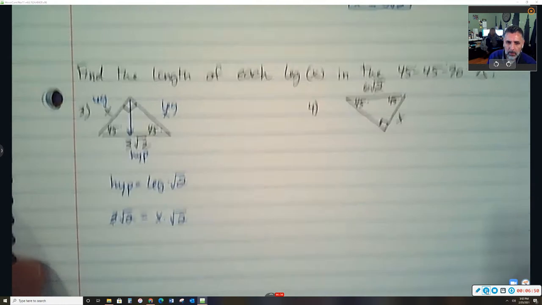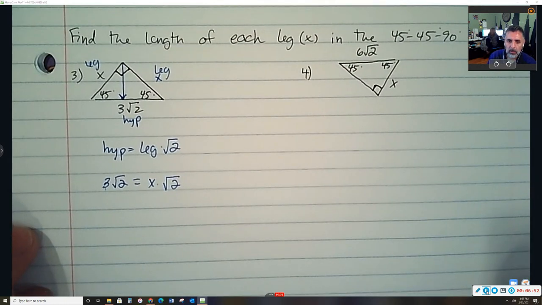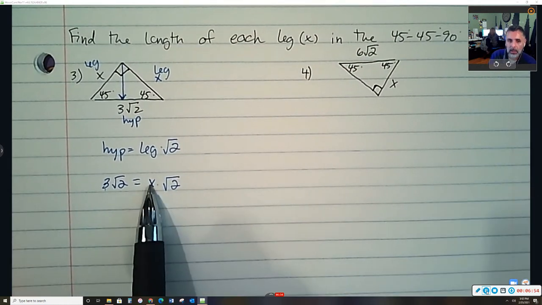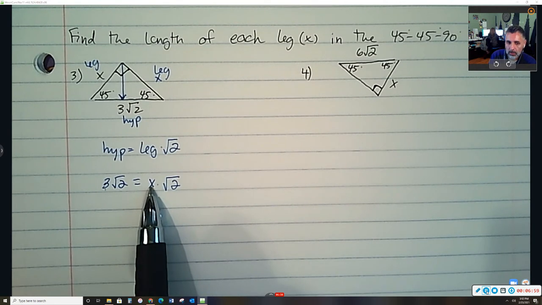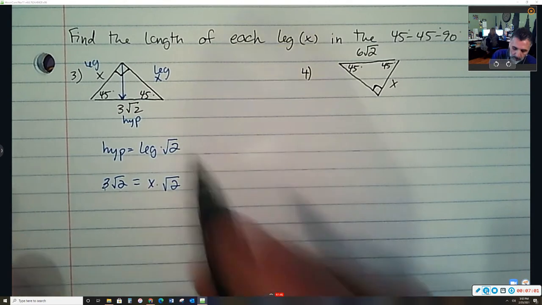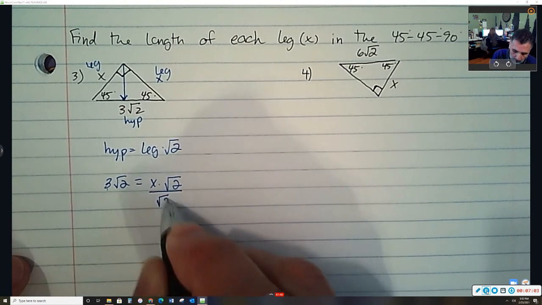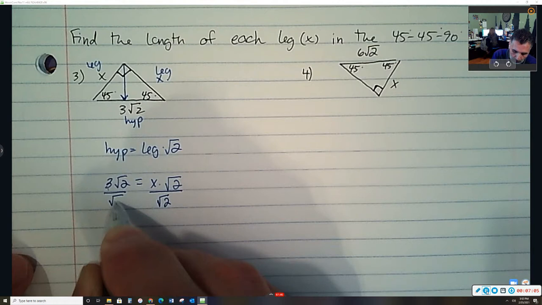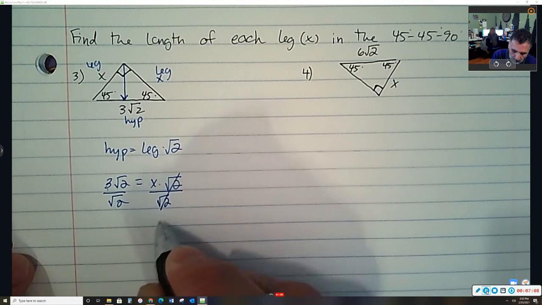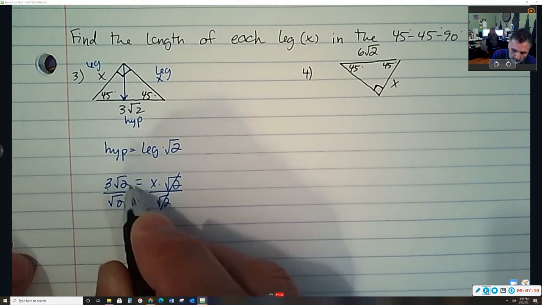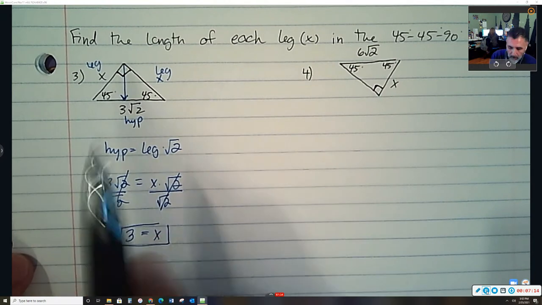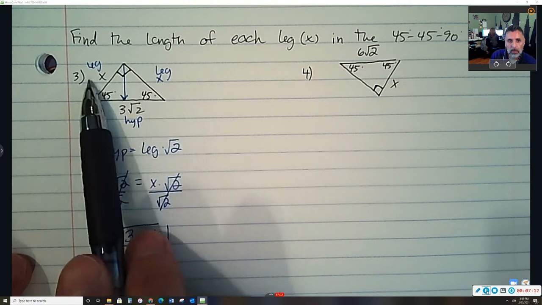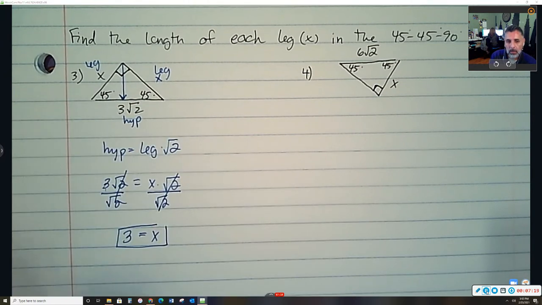And then remember, whenever we're solving for a variable, we just want to get it by itself. So if I want to get x by itself, I do the opposite of what's going on here. This is x times the square root of 2. So what I need to do to both sides is divide by the square root of 2. That goes away. You're left with x equals, this cancels, 3. So I know both of these leg measures are 3. Let's move on to the next one.